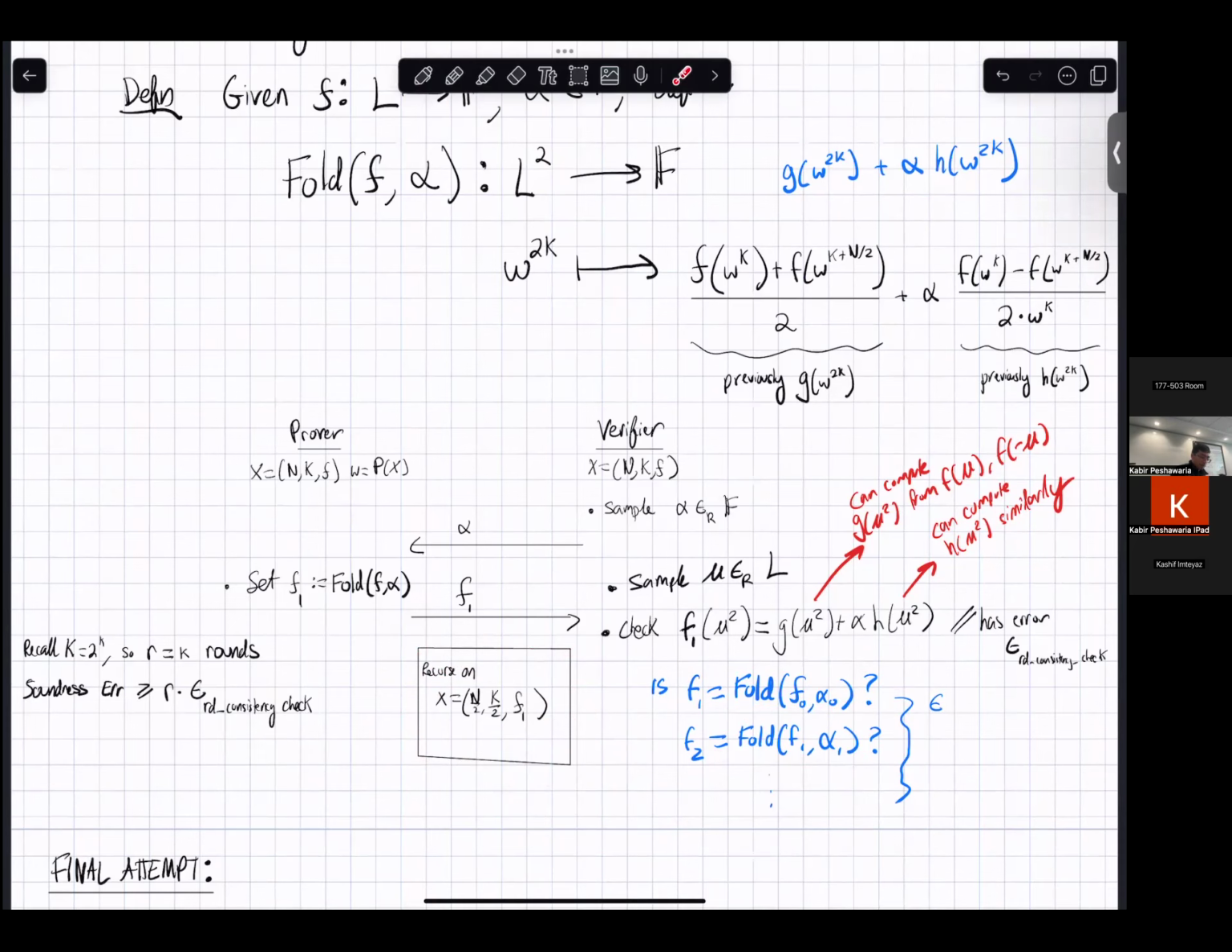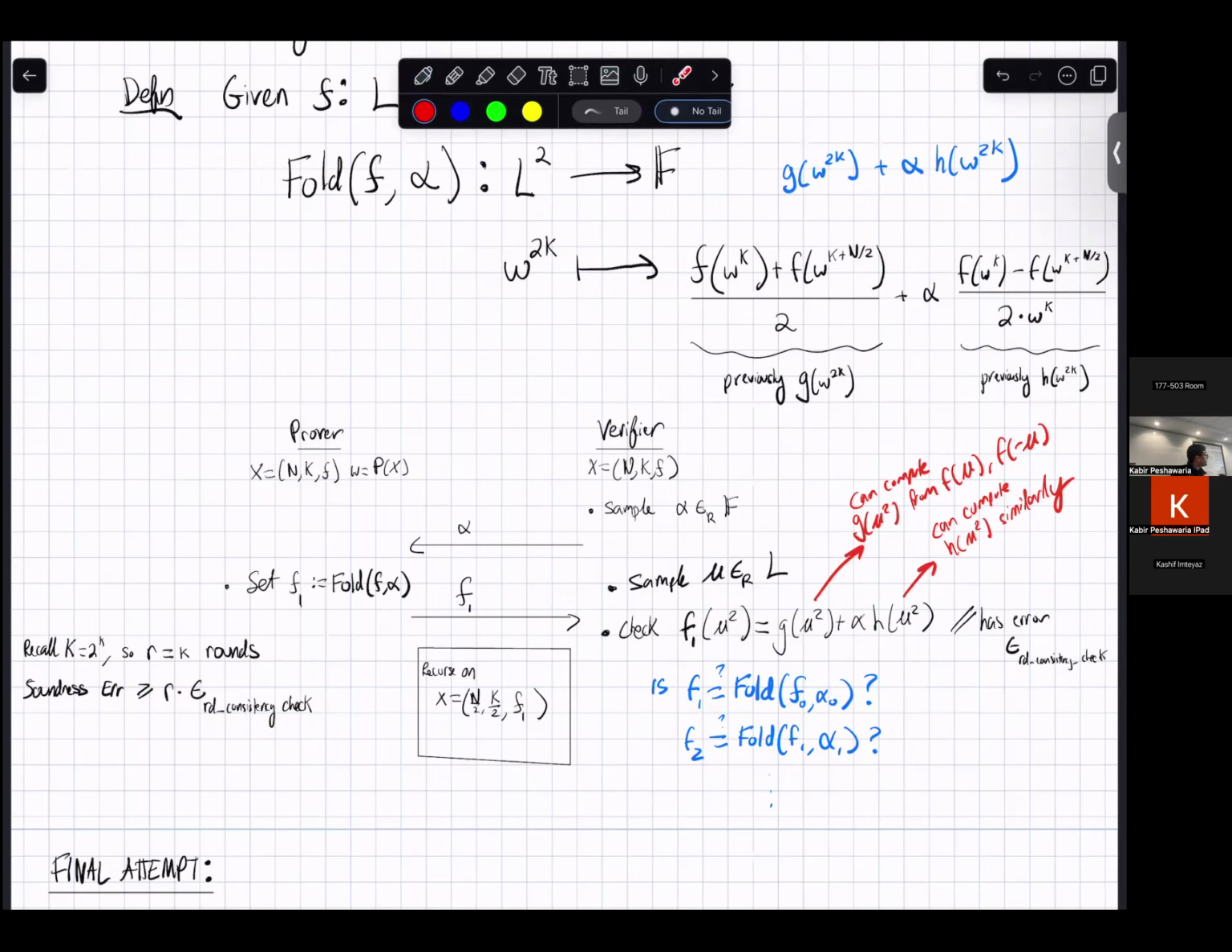The point that I was trying to make, which is probably unclear from my scribbles, is that each one of these guys has the same error. None of these checks are perfect. We're checking them at one specific place. So each one of these checks has the same error, which is not clear exactly why, but just believe me, and we can call that error this. So if each one has the same error, then the soundness error of our total protocol is going to unfortunately depend on how many rounds we have.